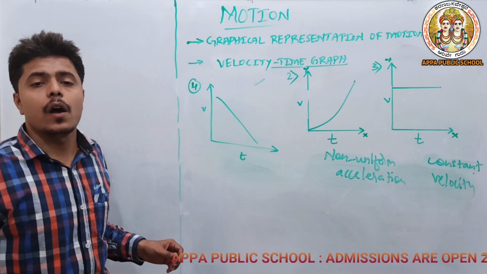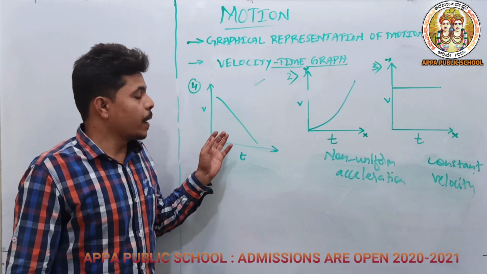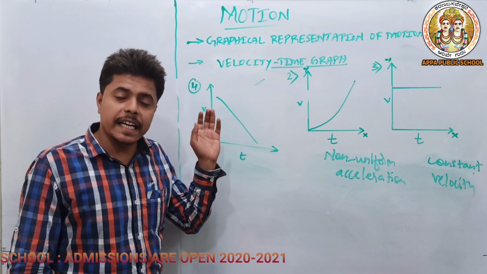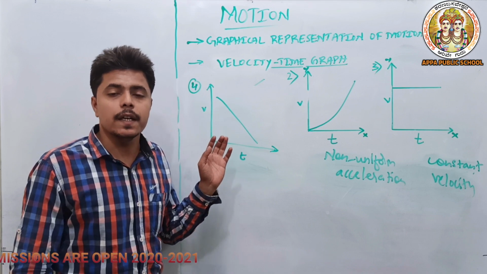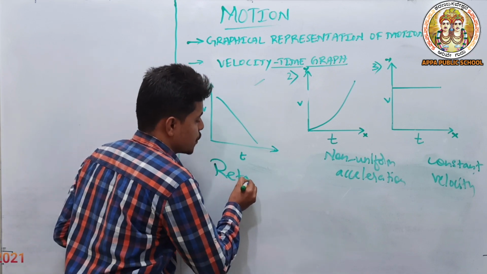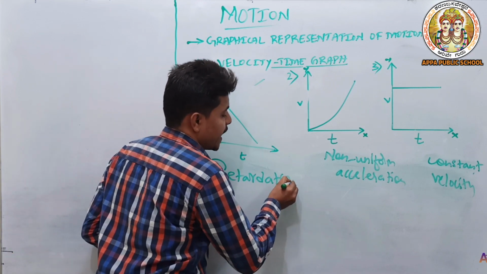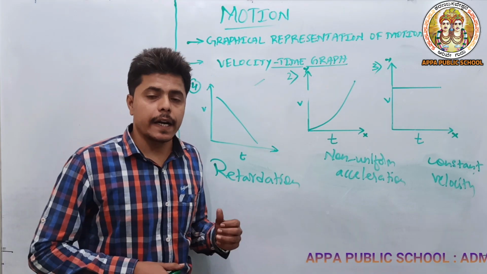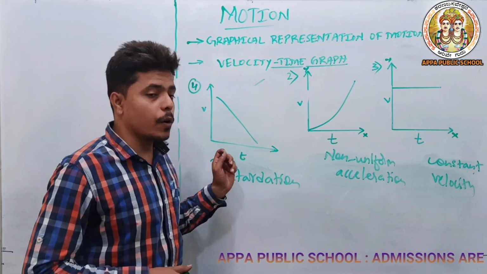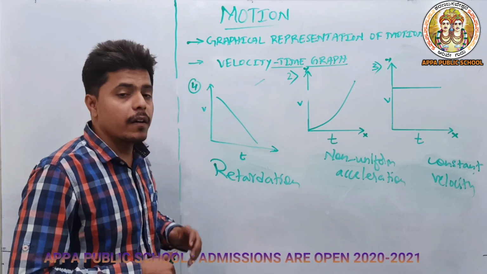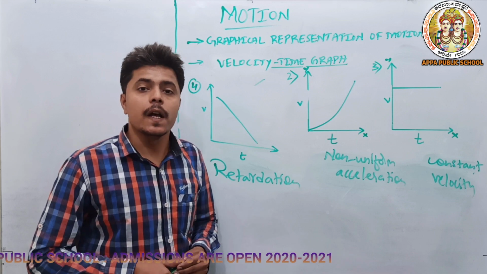You can see the velocity time graph here. The rate of change of velocity is decreasing, so we can say it is a retardation. So what do you mean by retardation? Retardation means the negative acceleration is called retardation. So the rate of change of velocity is decreasing with respect to time, we say retardation. Negative acceleration is called retardation.